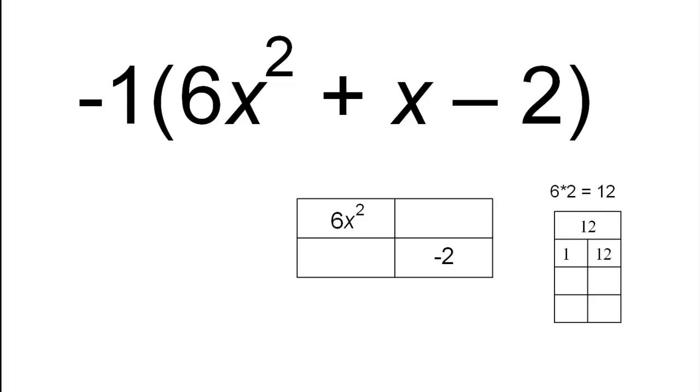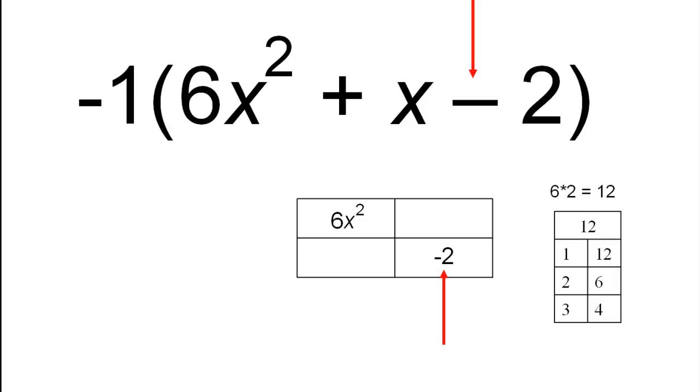Now I go in order in my first column so that I don't skip anything. 1 goes into 12 12 times. 2 will go into 12 6 times. 3 will go into 12 4 times. And that happens to be all the factors for 12.